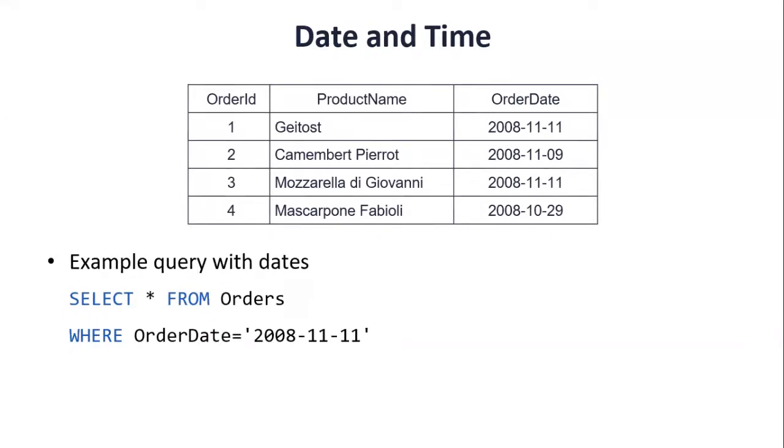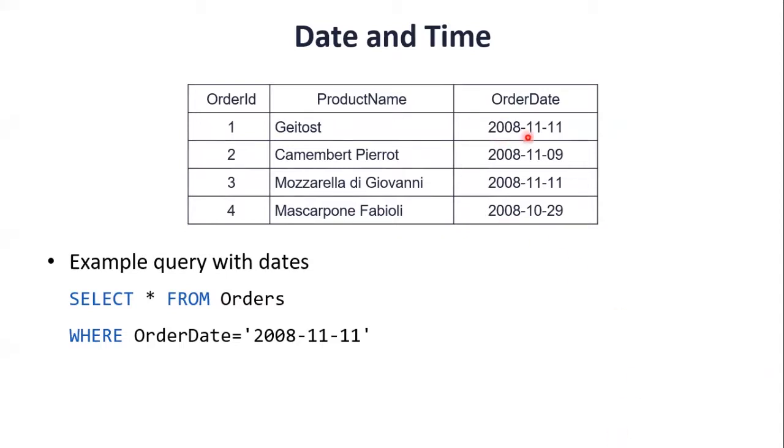Let's see how we can have a date column. In this example table, we have the columns order ID, product name, and order date. As you can see, this order date column is of the type date, since it represents a date value.